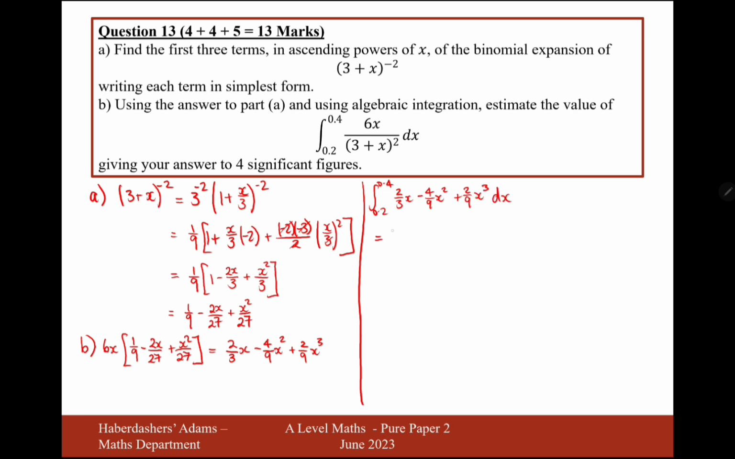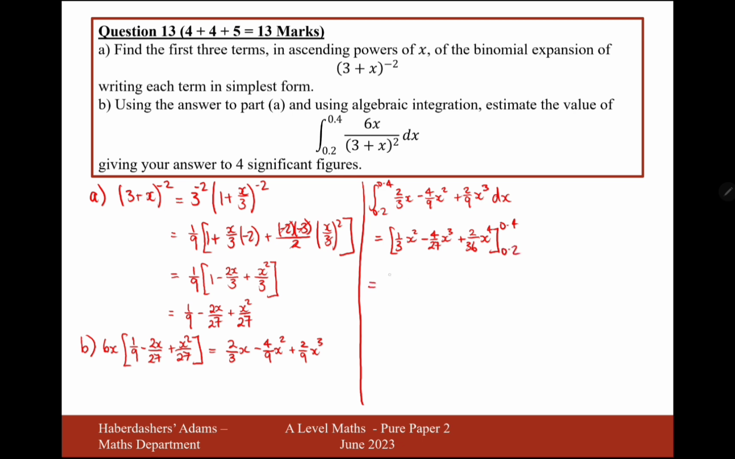Okay, so increase the power by 1, divide by the new power. So it becomes x squared divided by 2, it becomes a third, minus x cubed divided by new power, it becomes 4 over 27. And then add x to the 4, it becomes 2 over 36. x to the 4 between 0.4 to 0.2.